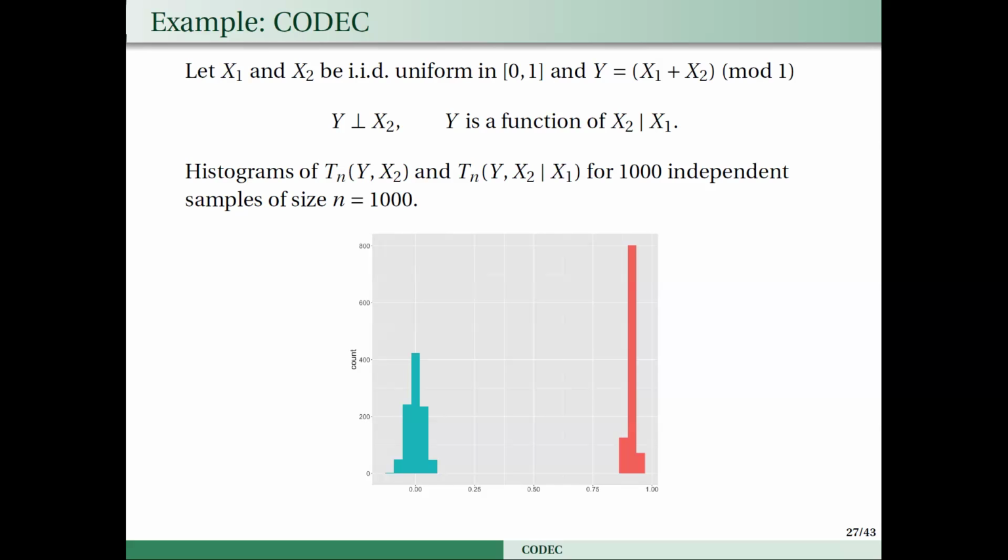So what I did was that I generated 1,000 independent samples of size 1,000, and I calculated the Tn of y and x2, how much y depends on x2, and this time conditional on x1. So here you can see this histogram is centered at 0, which is really capturing the independence of y and x2, and the red histogram is very close to 1, which is capturing the case that we have full dependence conditional on the other one.